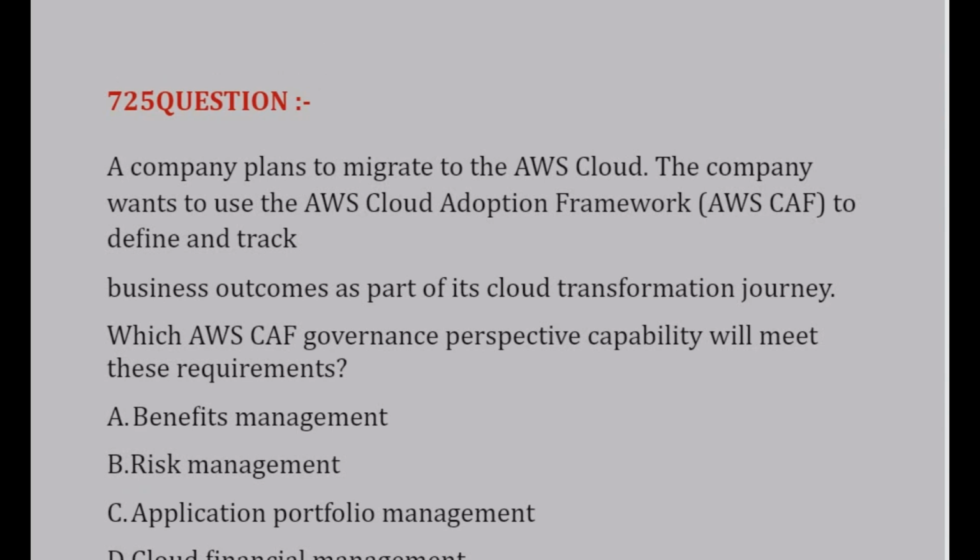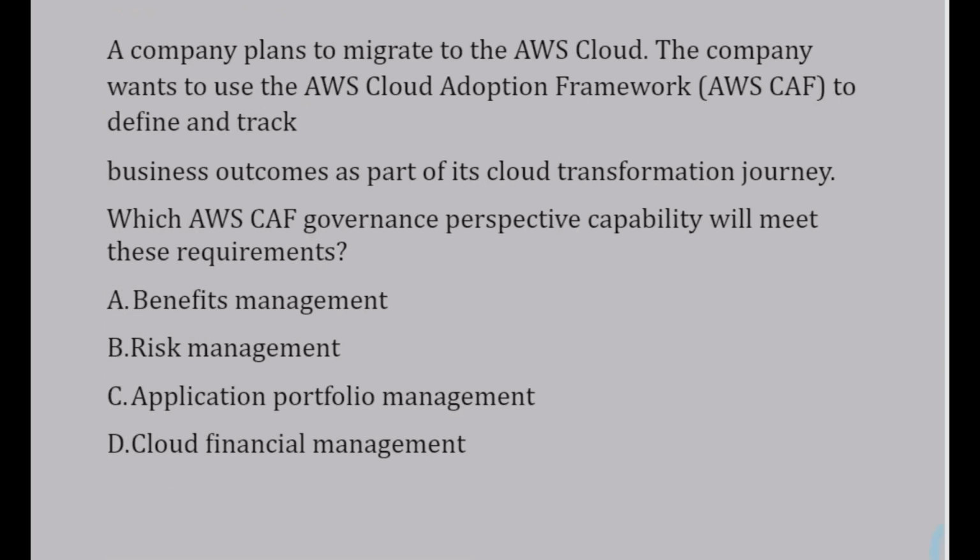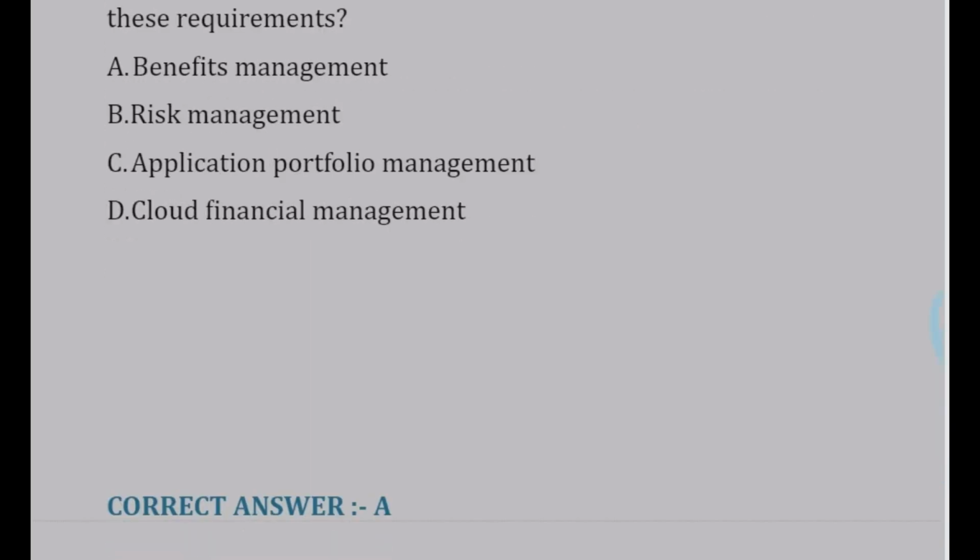Question is, a company plans to migrate to the AWS cloud. The company wants to use the AWS Cloud Adoption Framework, AWS CAF, to define and track business outcomes as part of its cloud transformation journey. Which AWS CAF governance perspective capability will meet these requirements? Option A. Benefits management. Option B. Risk management. Option C. Application portfolio management. Option D. Cloud financial management. Correct answer is option A.